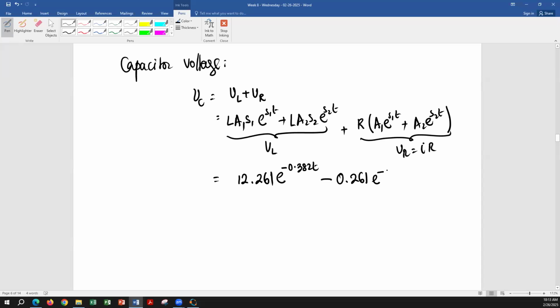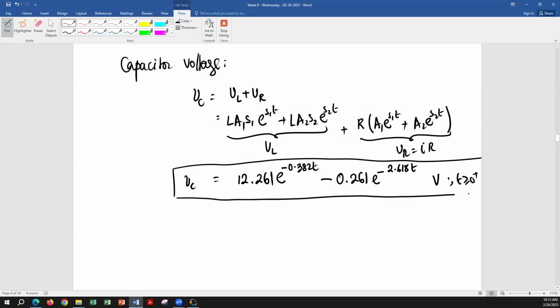What is the value of that? 2.618. And again, observe that at t equals 0 positive, the voltage value is going to be 12.261 minus 0.261, which is 12 volts, which is the value of the capacitor voltage at t equals 0 positive, which is the same as t equals 0 negative.